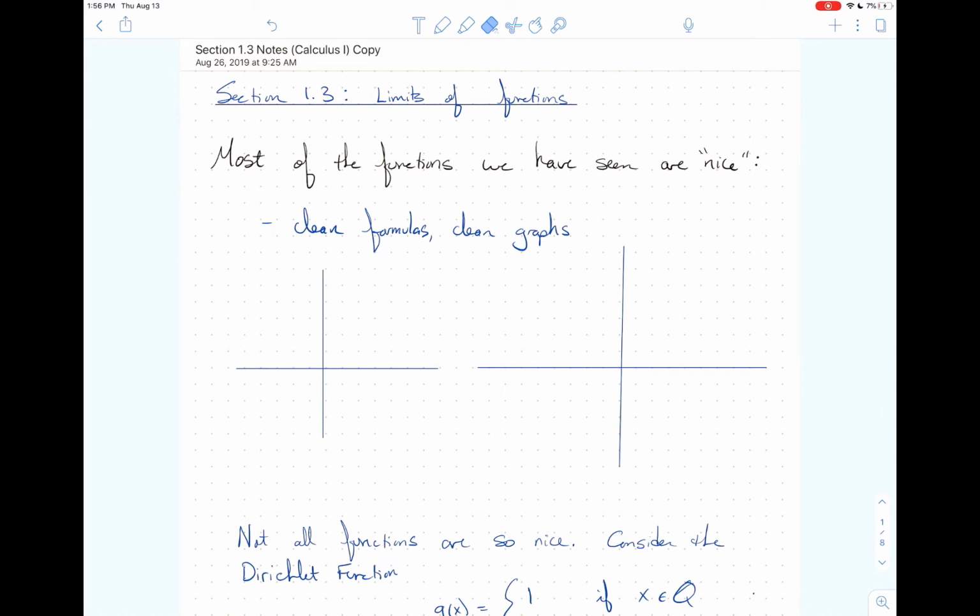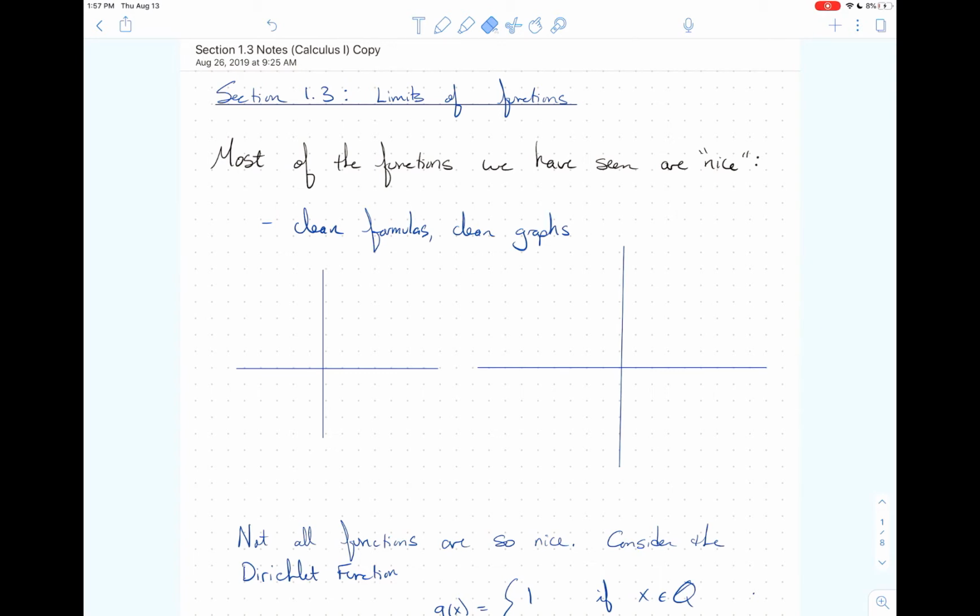All right, our study of calculus begins. We're going to dive into section 1.3 and introduce the notion of the limit of a function. And this is really the heartbeat of what calculus is all about.